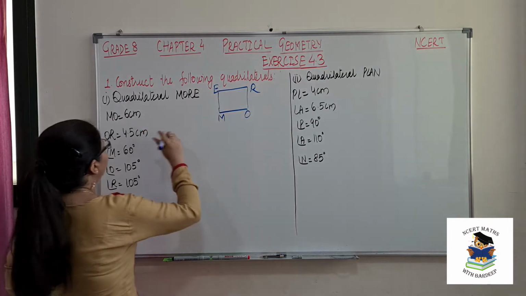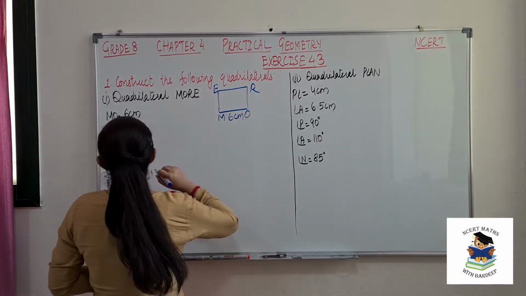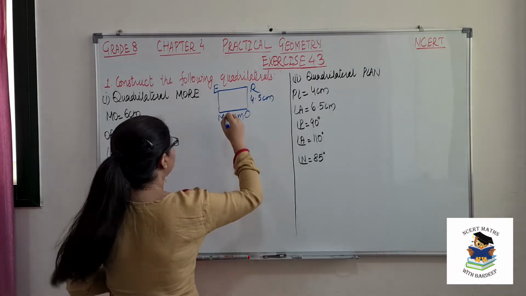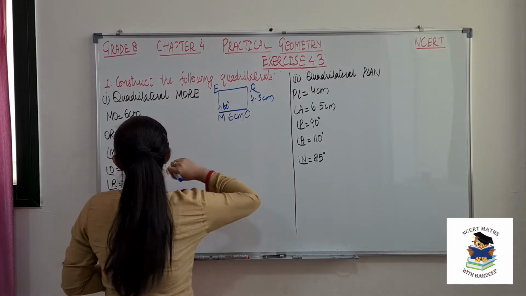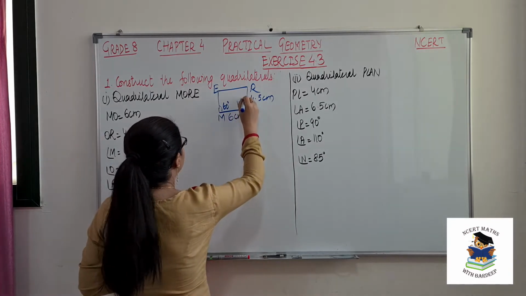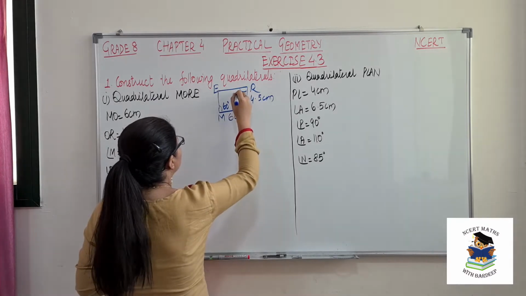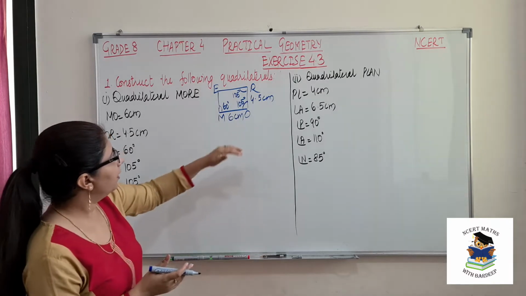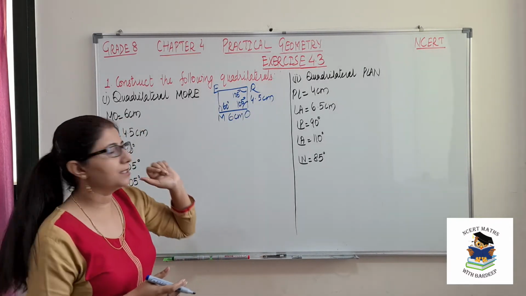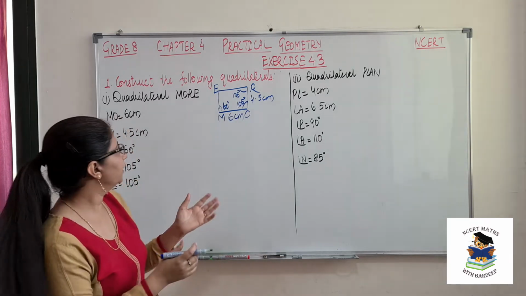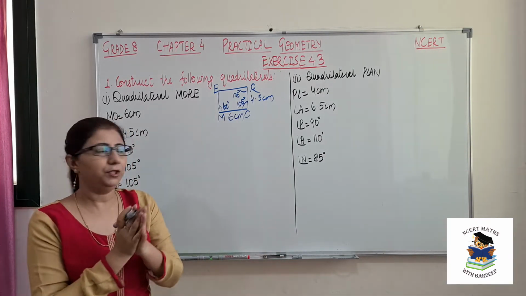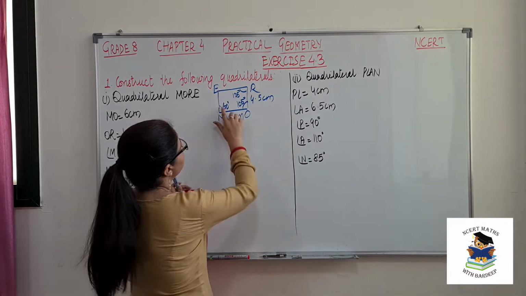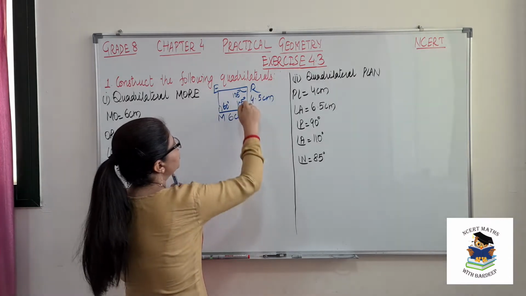So now MO is 6 centimeter, OR is 4.5, angle M is 60, angle O is 105 degree, angle R is also 105 degree. So this category is when we have two sides and three angles given. In this type of question, as I already explained in my introduction video, we will start with that side which has two angles. Now MO is having two angles and OR is also having two angles.